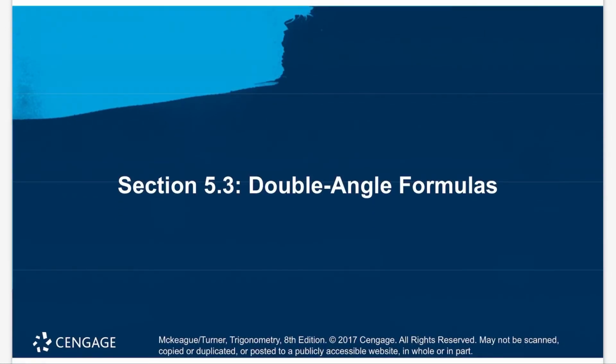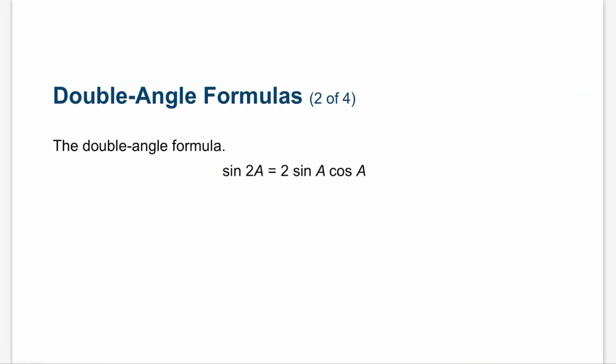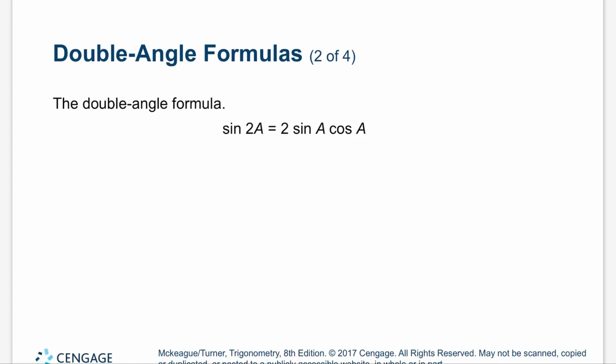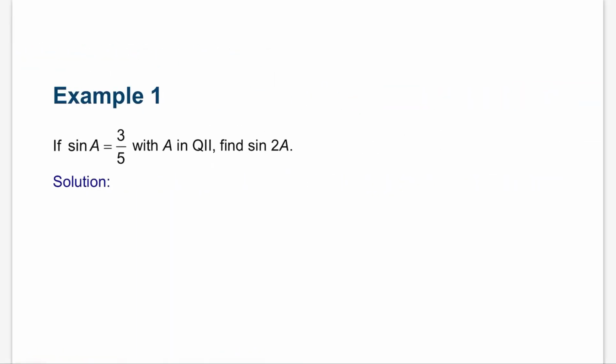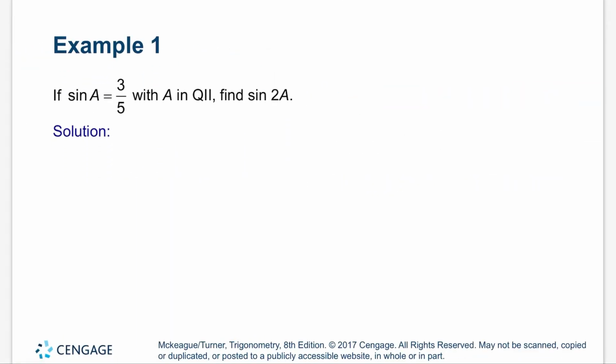Hello class, this is section 5.3, double angle formulas. So here's the first double angle formula, which is sine of 2a is equal to 2 sine a cosine a. So let's use that formula to solve or find sine of 2a.